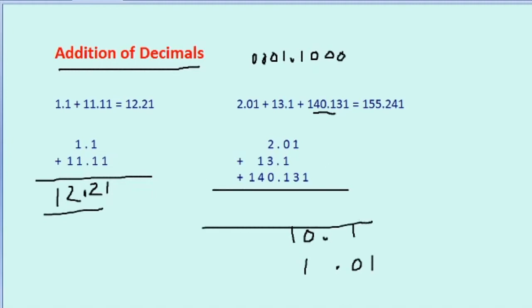In this example, what will happen? See here. Now this is 2.01 plus 13.1 plus 140.131. So first we write 2.01. Then you write 13.1. Then you write 140.131.